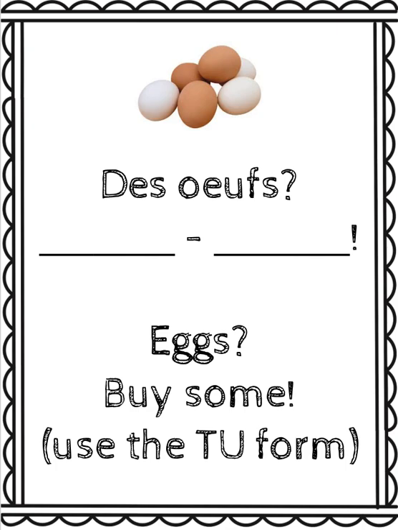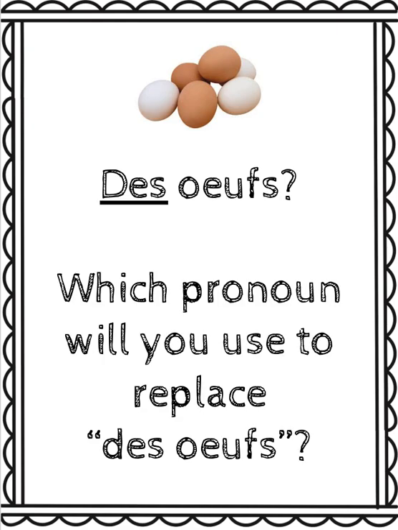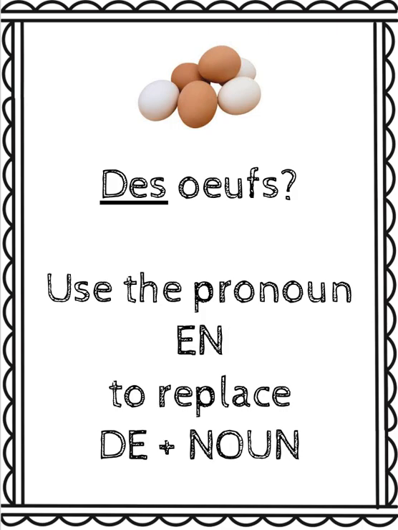So you have to think about two things. Which verb are you going to use? How are you going to form it? How are you going to spell it? And which pronoun are you going to use? So if you have des œufs, tell me which pronoun are you going to use to replace des œufs? Well, when you're using de, any kind of de, before a noun, that's the clue that you can use the pronoun en. So we're going to replace des œufs with the pronoun en.